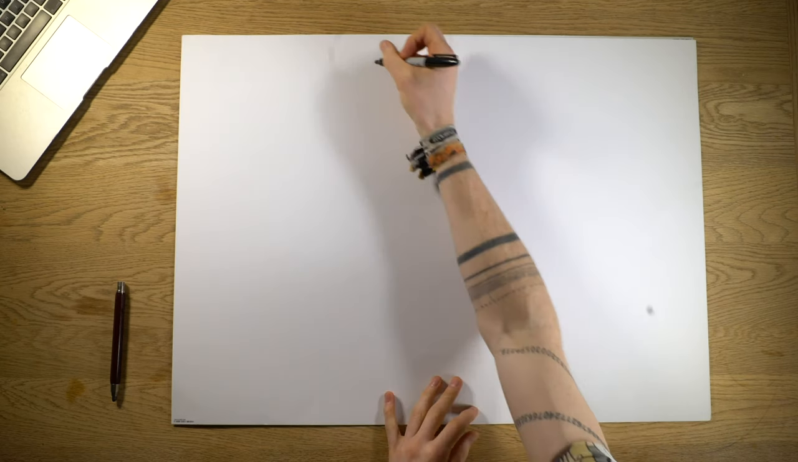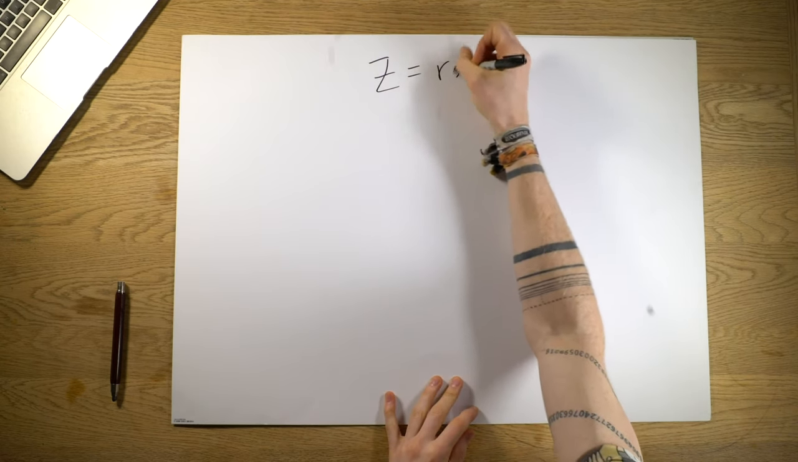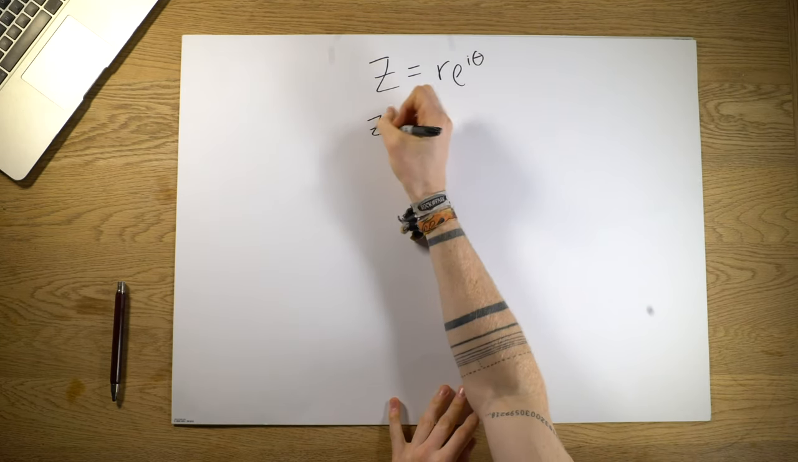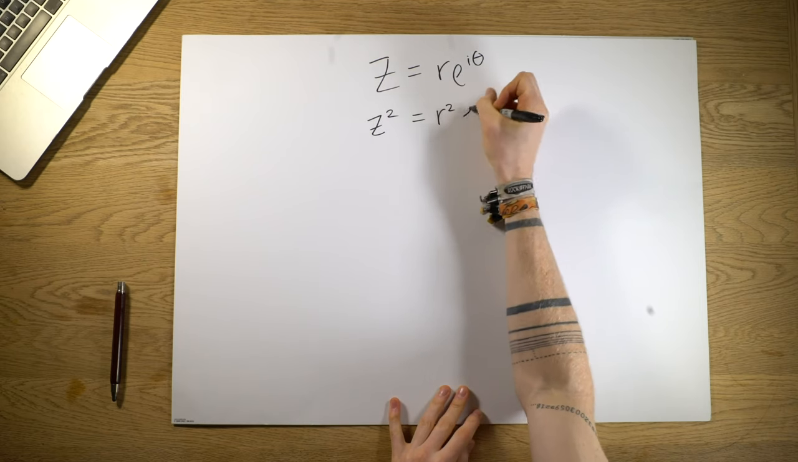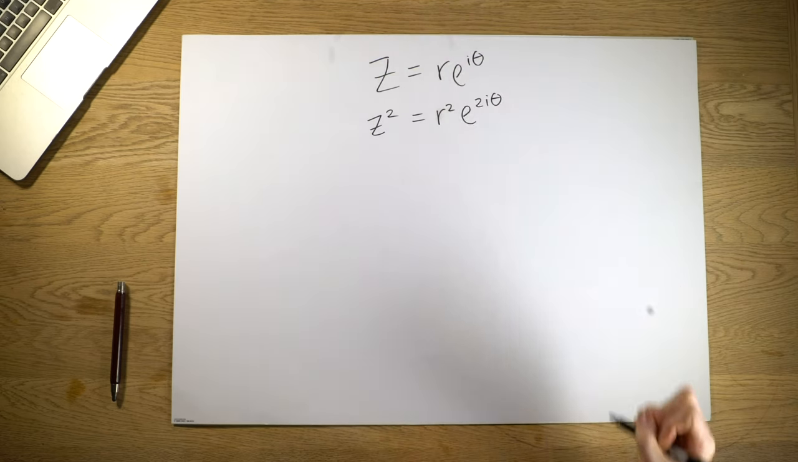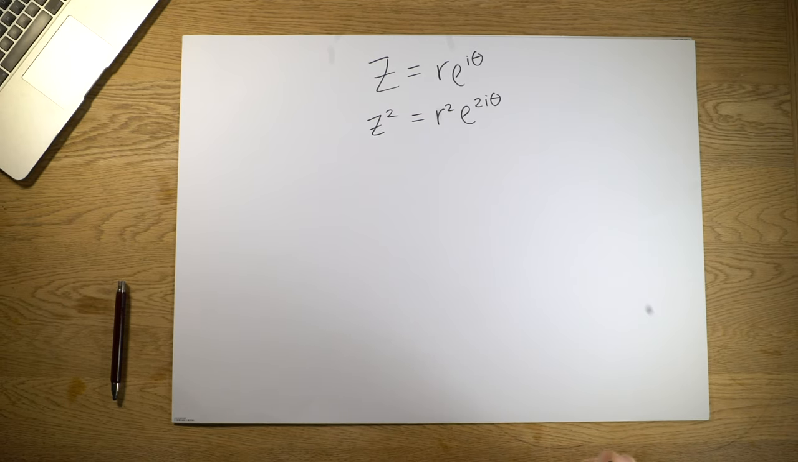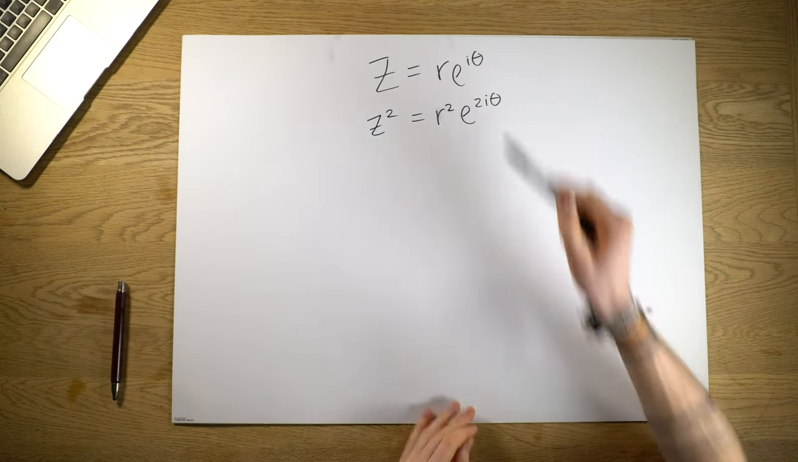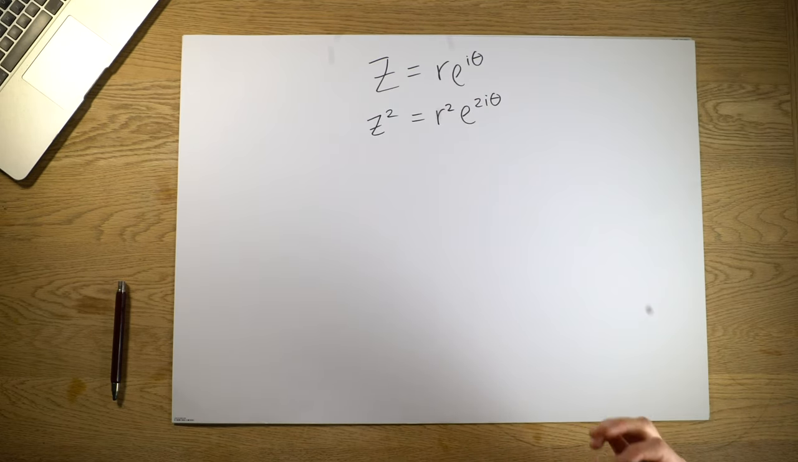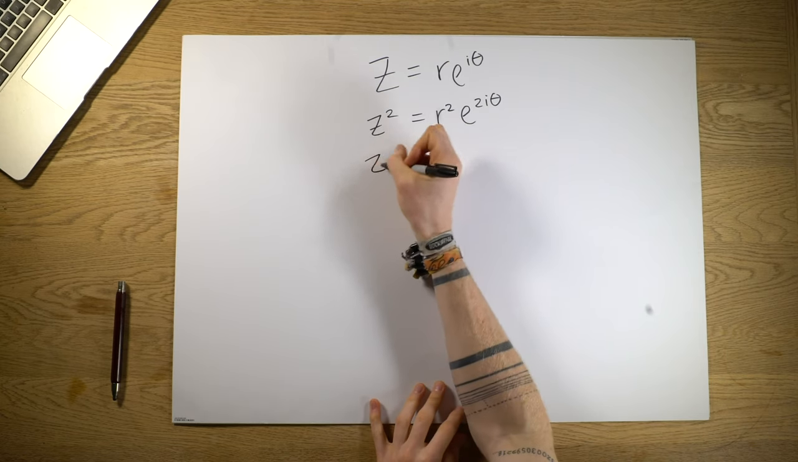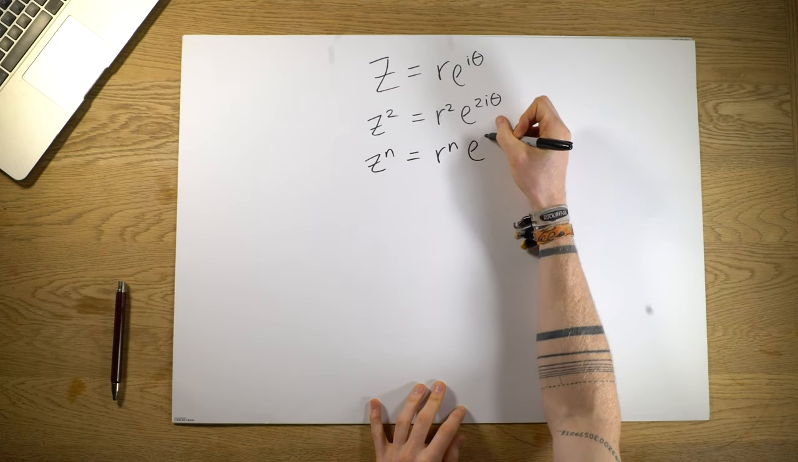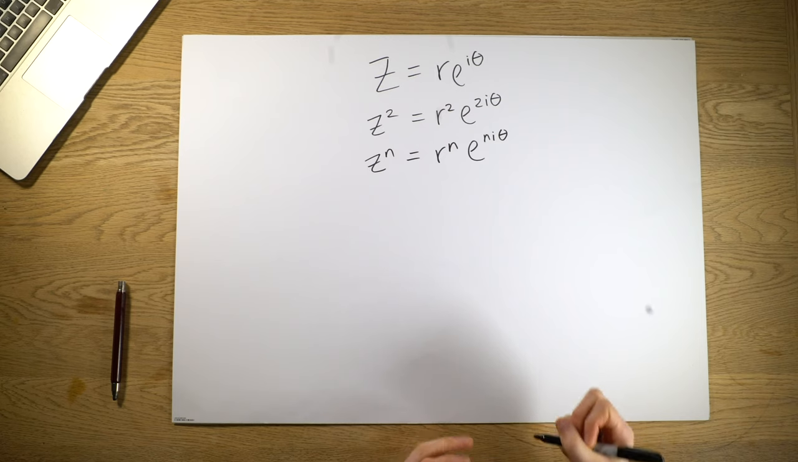Working in exponential form, we can write z as r e to the i theta, which means that when we now take z squared, we get r squared e to the 2i theta. And it's quite clear from this particular expression that the modulus has become squared and the argument is twice that of the original theta. If we generalize this to any power n, we get a very similar result. We have the modulus to the power n, and then we have n times our argument.